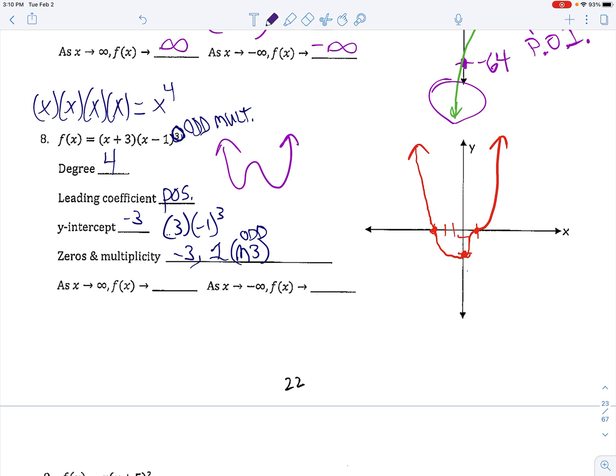All right, and now we answer as x goes to infinity. So over here, this is x going to infinity. What's happening to y? Over here is x going to negative infinity. In both cases, the y value is going to infinity as well. Those arrows are pointing up. As x goes to infinity, y goes to infinity. As x is going to negative infinity, remember, over here, this is x going to negative infinity.